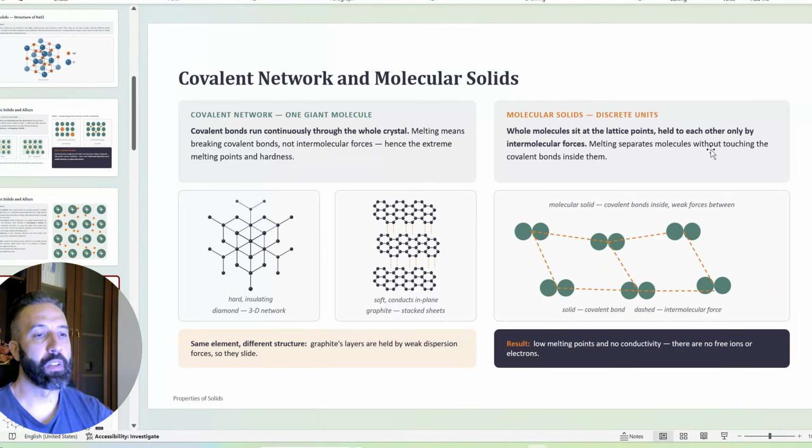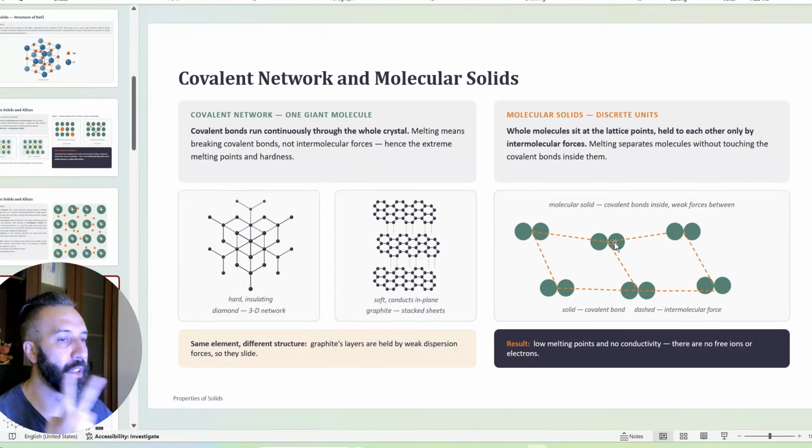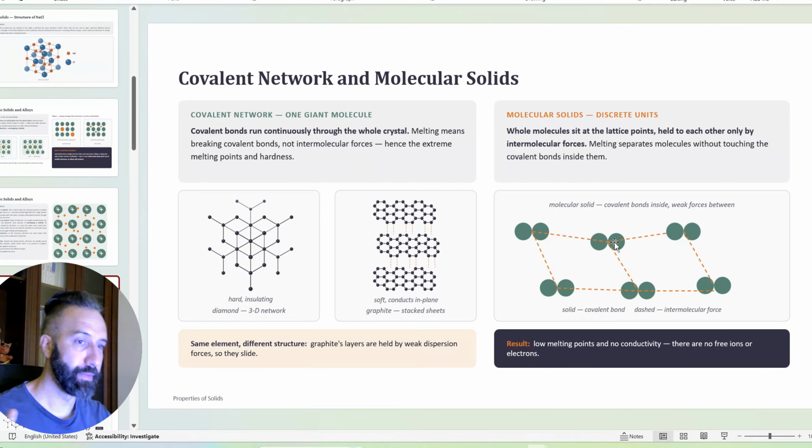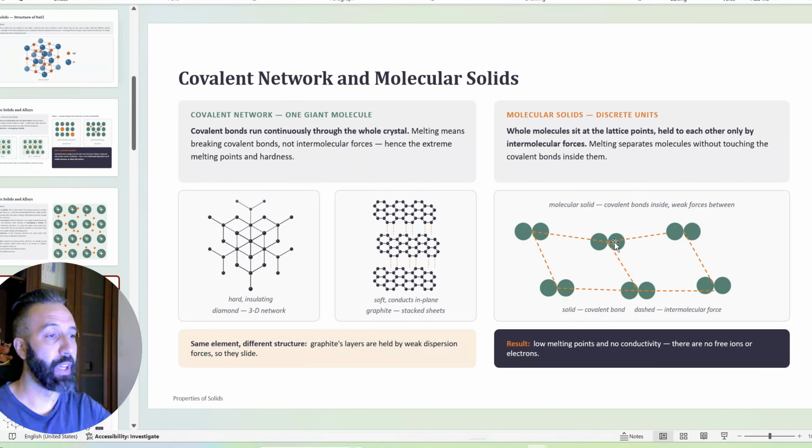Covalent networks and molecular solids. Okay, this is a bit of a more complicated story. So, first of all, molecular solids are just plain covalent compounds. Let's say this is H2, right? So you've got two types of bonds in here. You've got intramolecular and intermolecular, right? That's not the case with metallic and ionic, right?